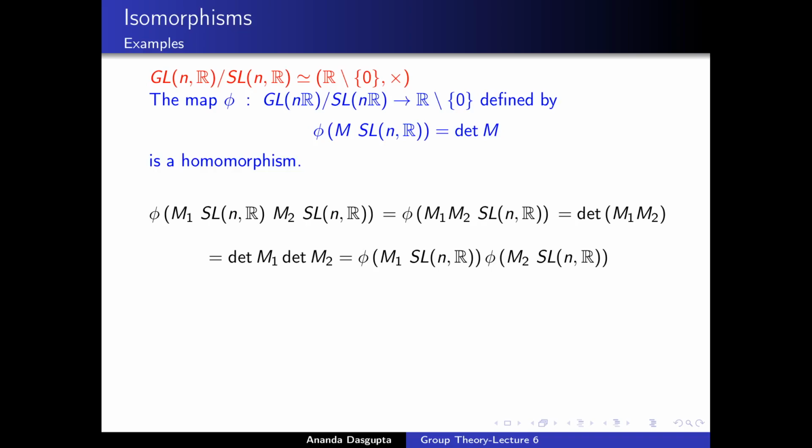Now, what I want to emphasize at this stage is that there is one more thing you need to prove before we accept this as an isomorphism, which is that this is an onto map. All you need to show for that is that no matter what non-zero real number you give me, I can always give you a coset M SLNR which gets mapped to that. In other words, all you have to do is give me a matrix with any arbitrary number as determinant. That is very, very easy to figure out. So our map phi is a homomorphism. It preserves group structure. It's also onto.